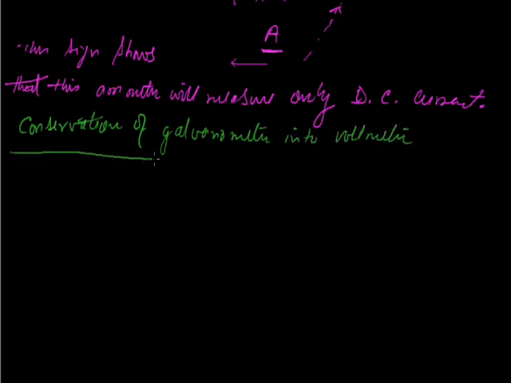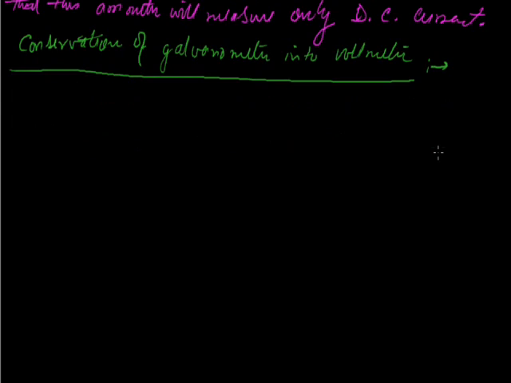A voltmeter measures the potential difference between two points or across the resistor, so it is connected in parallel with the circuit. For example, this one is a cell having EMF E. Now, first of all, the need of conversion.